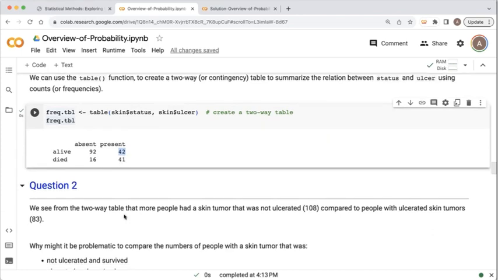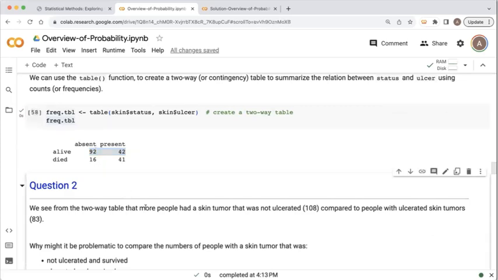If I want to see whether there's some association, whether people that don't have ulcerated skin tumors were more likely to survive, I don't just want to look in the survive column, or excuse me, row over here and say that, look, there were 92 people, that's more than the 42 over here. So not having an ulcerated skin tumor means they have a better chance of being alive. And that might be the case, but that's a little misleading.